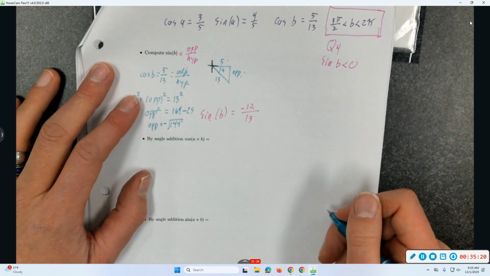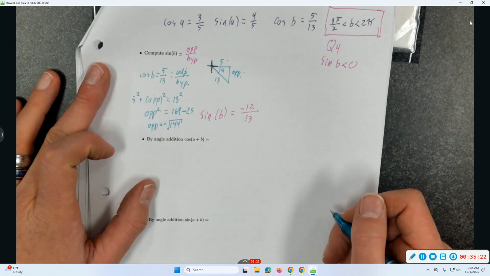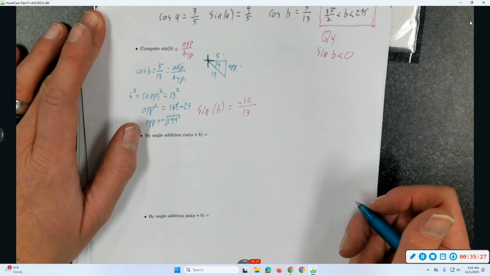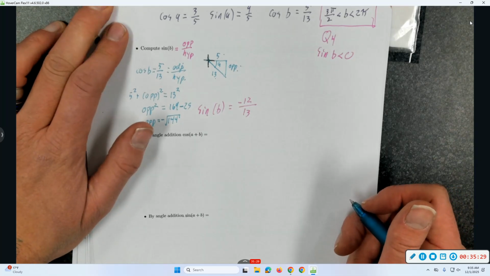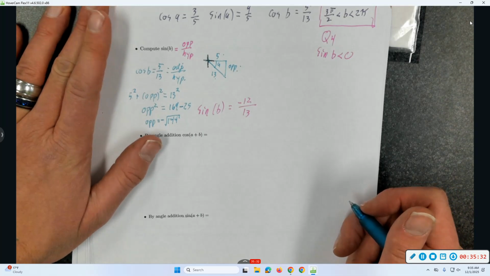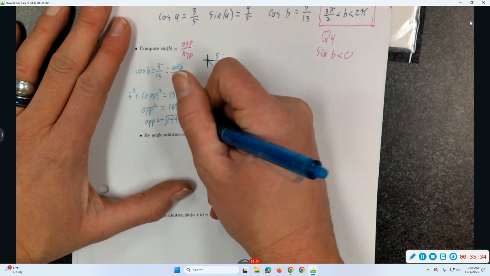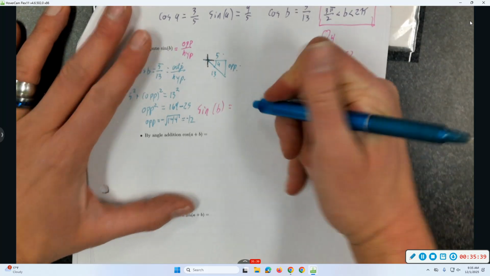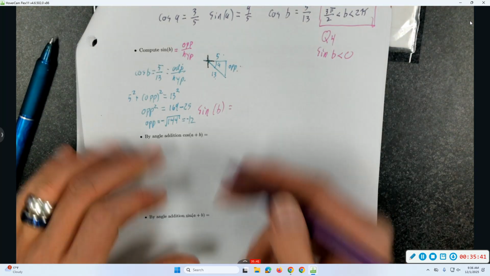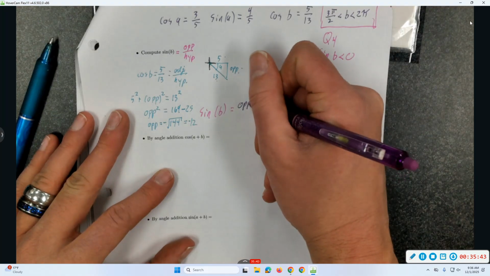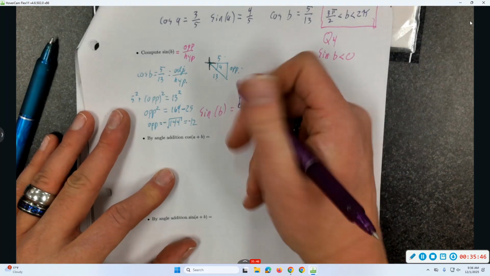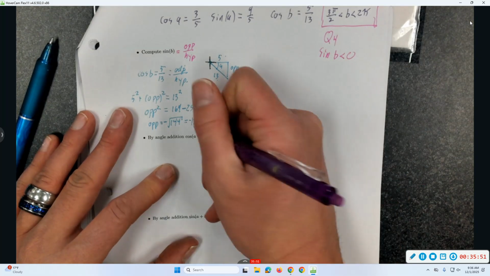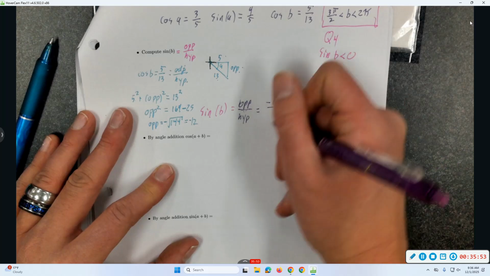Maybe that's good enough. All right. And in some sense, that's a big number. I don't necessarily always expect people to be able to simplify square roots of big numbers, but you also had a calculator. So what's the square root of 144? 12. So I'll wind up with negative 12. So sine of b is opposite over hypotenuse, which is negative 12 over 13.